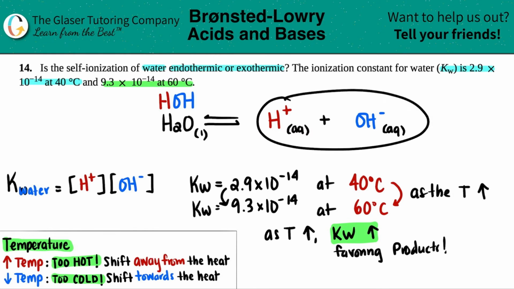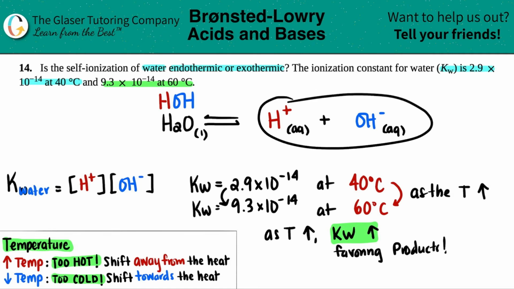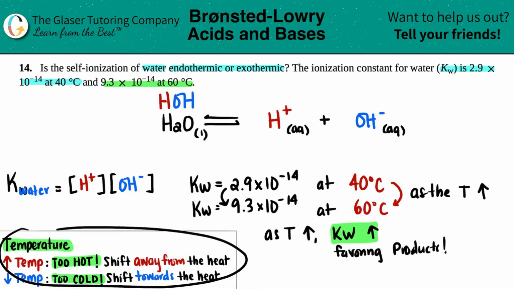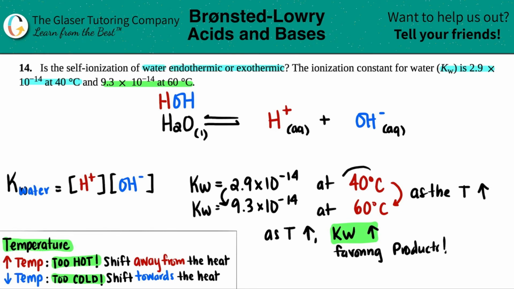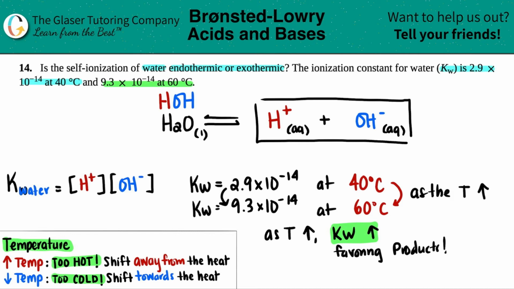Well, as temp is increasing, we are favoring this side. This is going back to Le Chatelier's principle, right? And what's going on here? We're focusing on increasing temperature because we're going from 40 to 60. So as you're increasing temperature, you're always going to be going away from the heat. Now, if we know that we're making more of the product side, that means we're favoring this side. So, in terms of where the heat is, if you're increasing the temperature, you're going away from the heat.